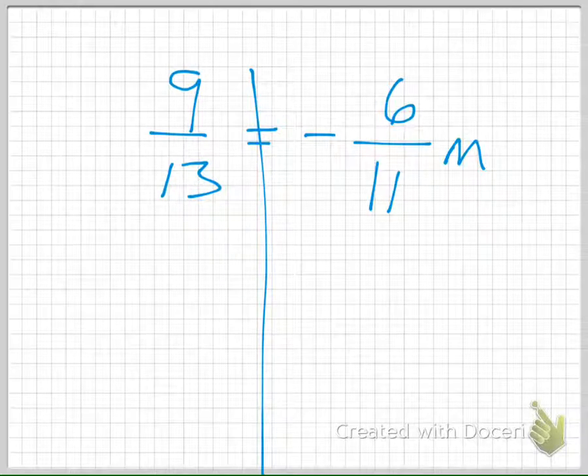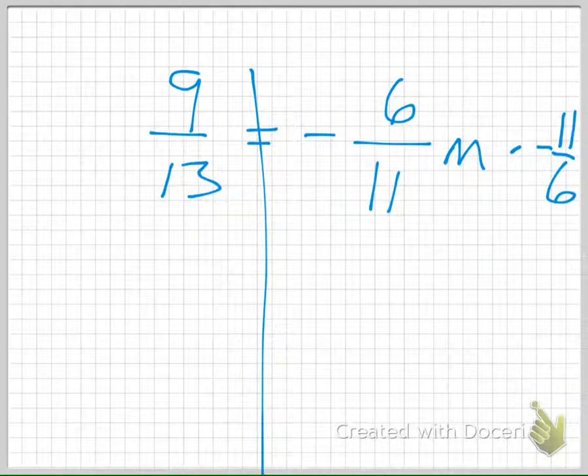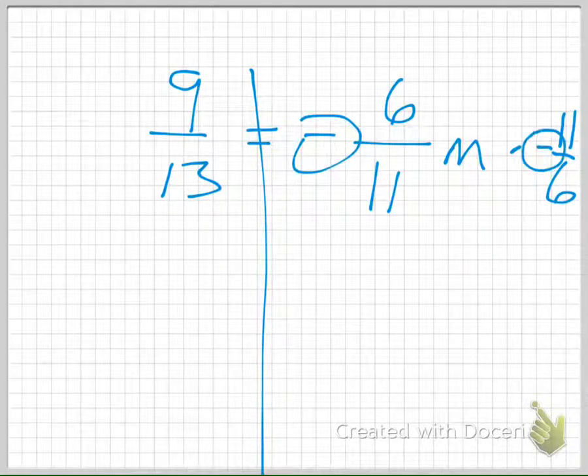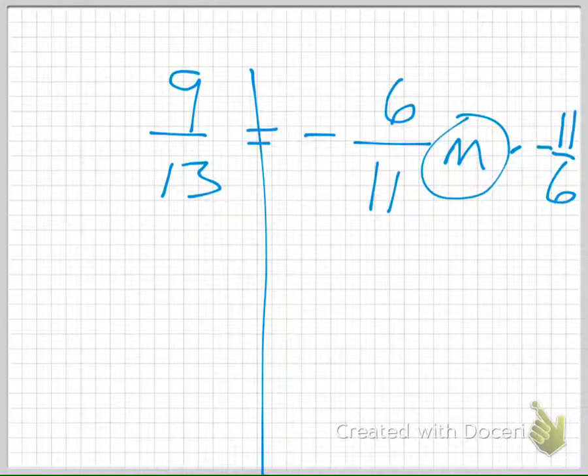What is the reciprocal of negative 6/11? Negative 11/6. It's just flip it over. So we're going to multiply by negative 11/6. Why am I multiplying it by a negative? Because in the end, what's a negative times a negative? A positive. That's what we want, right? We want a positive m.